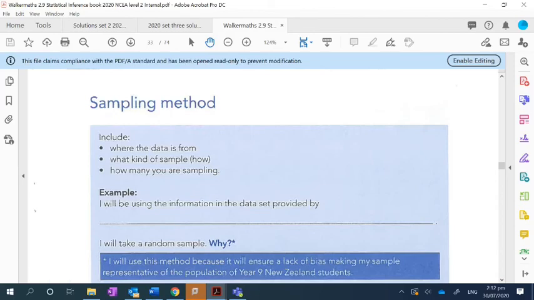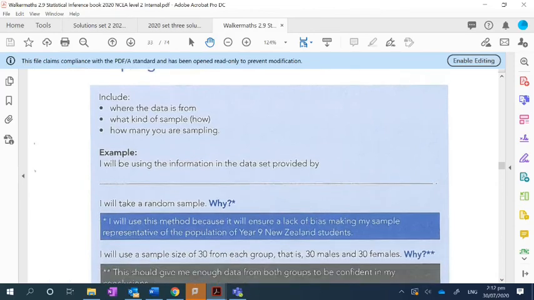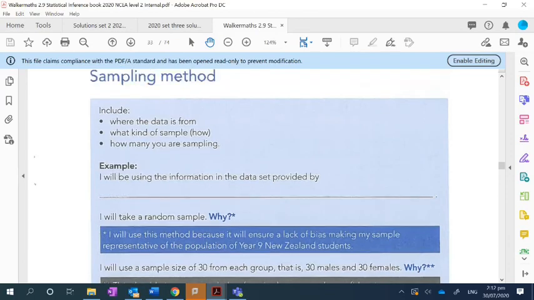All right, representing the population. So make sure that you mention your population. Okay? Sample size of what? 30. But look at this. 30 from each group. So if you're doing males and females, you need to do 30 males and 30 females. So we still have our magic number of 30, but it needs to be 30 from each group.